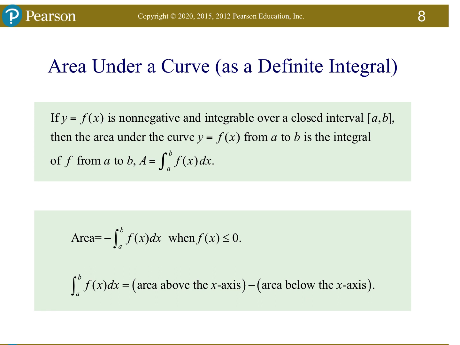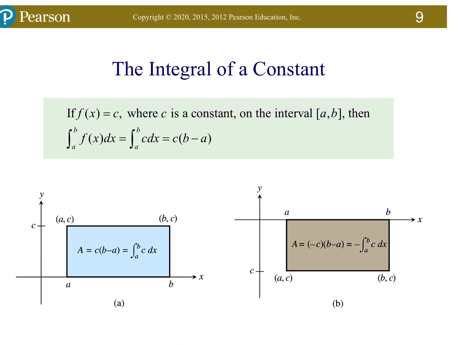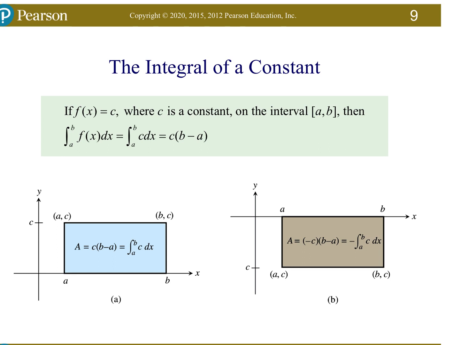We define area as being relative to the x-axis, so we can have negative area and positive area. You can have area above the x-axis and then subtract the area below the x-axis. We've talked a lot about that last year. When f of x is less than 0, in other words, when it's below the x-axis, then you have negative area. And you'll have positive area as long as it's above the x-axis.